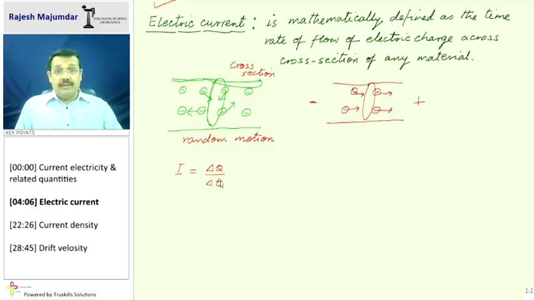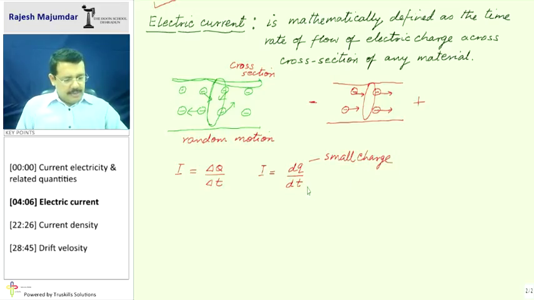Now in differential calculus form, we write I as equal to dq by dt. This is the equation in the differential form, because we have to do a lot of equations and understand the equations in differential form, that is with the help of differential calculus. So this is what? This is small amount of charge, small charge, and this is time interval.